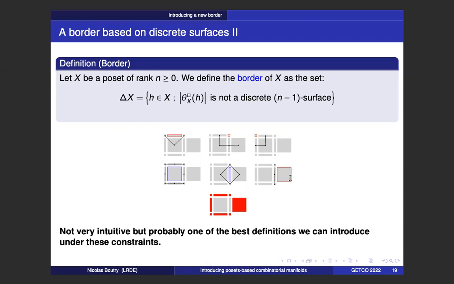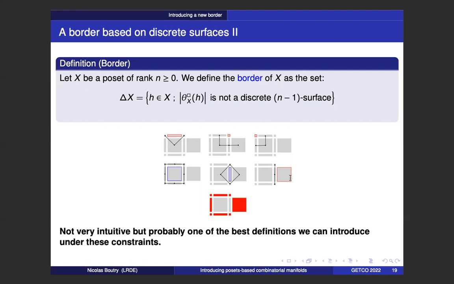So for the other faces, the blue one, we can draw the boundary, the neighborhood, which is a simple closed curve. So it belongs to the interior of this poset, and this one belongs to the interior of this poset. The interior being the complementary of the border. At the end, we obtain what I presented before.